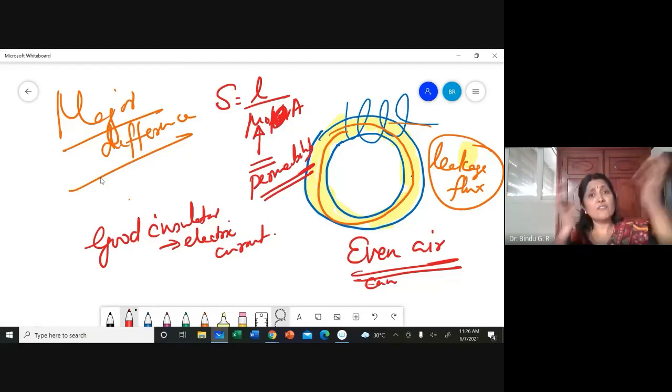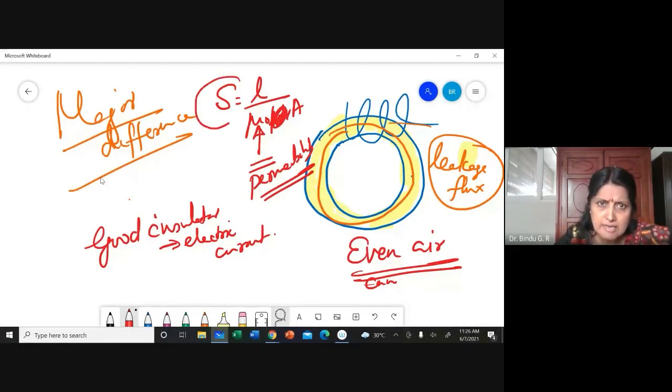What do you mean by permeability? You can see that reluctance and permeability are inversely proportional. Permeability is actually the conductivity of flux. The more permeable a material is, the more flux can pass through it. So air is a very bad conductor of flux, yet it is a conductor. It is not a full insulator.